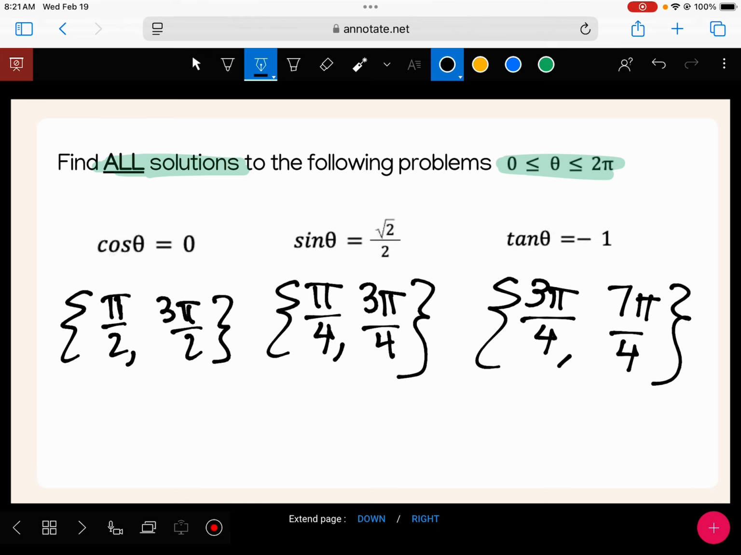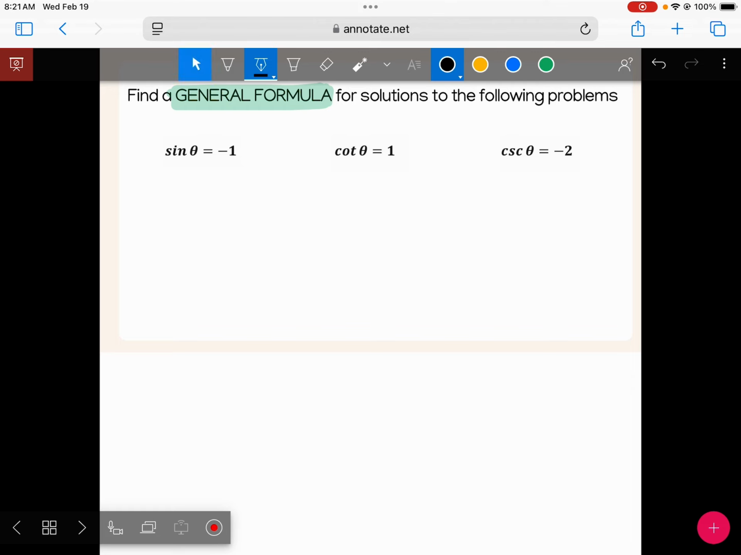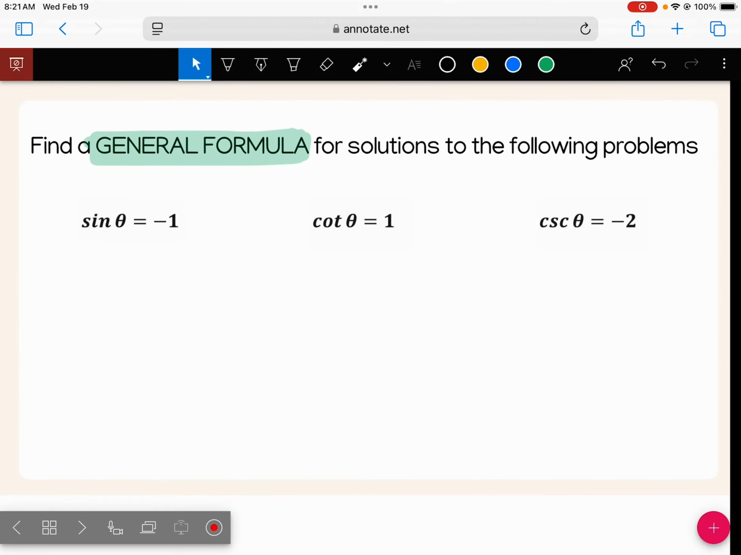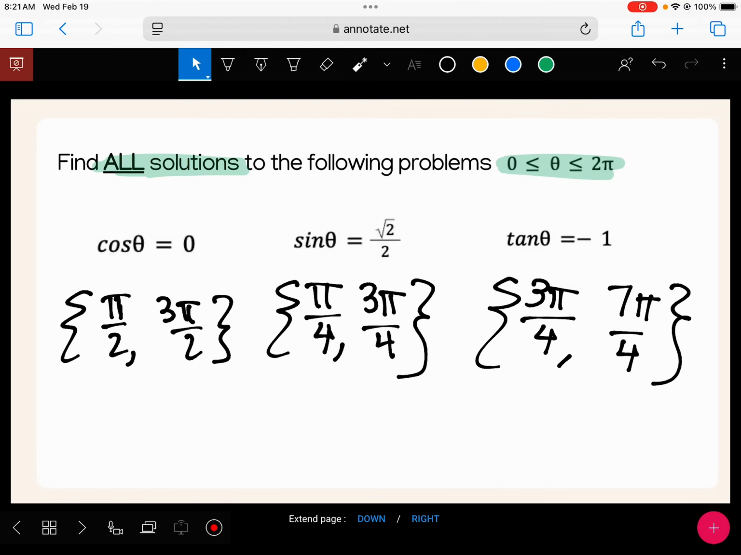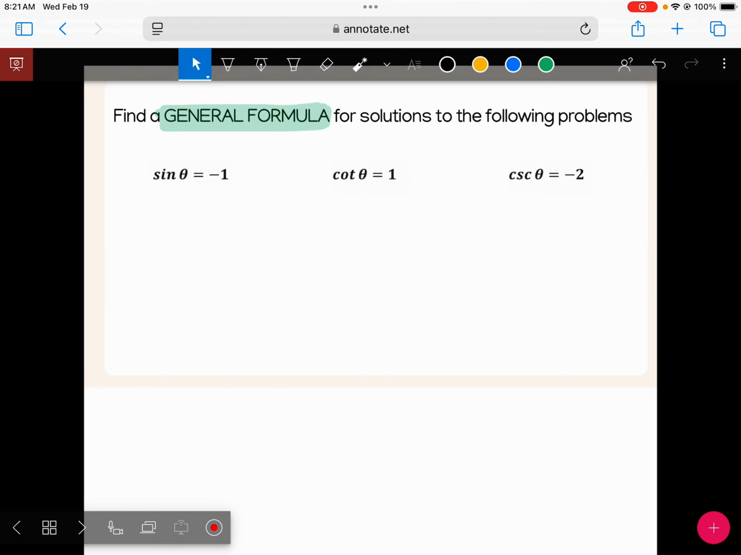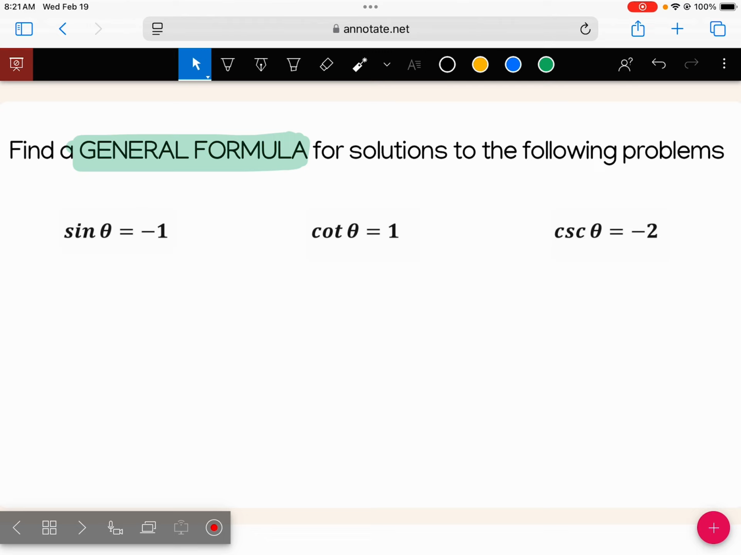So again, that's all you have to do for these type of problems, but it is the opposite to find a general formula for solutions to the following problems. So what we just did on this last slide is going to be like step 1. You're first just going to find where sine is equal to -1. On our unit circle, there's actually only one place that it is equal to -1. So it'll be 3 pi halves.